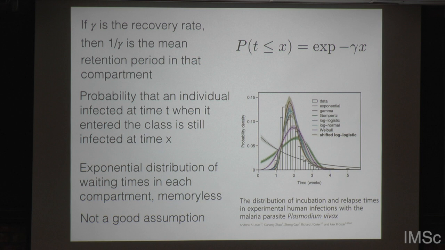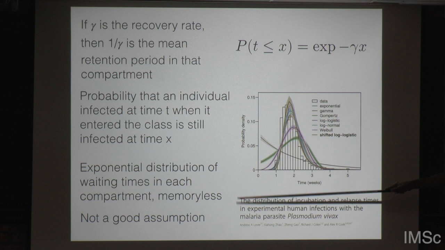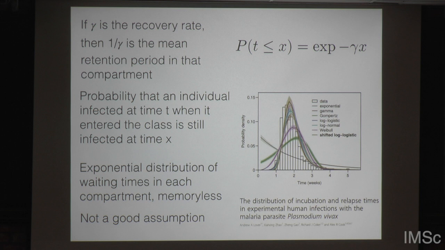So that translates into, if you ask the question, what is the probability that an individual who entered the infected class at time t is still infected at time x? If they're infected for all the time between t and x, this is just a function of x and not of how long they have been in that compartment. For that reason, this is an exponential distribution of waiting times in each compartment. This has no memory. And that's important. This is called a Poisson assumption. And the fact that it has no memory is a very crucial assumption that goes into making this model simple and easy to deal with.